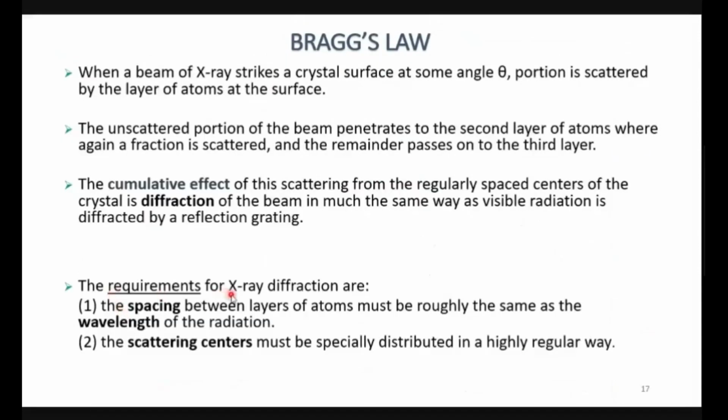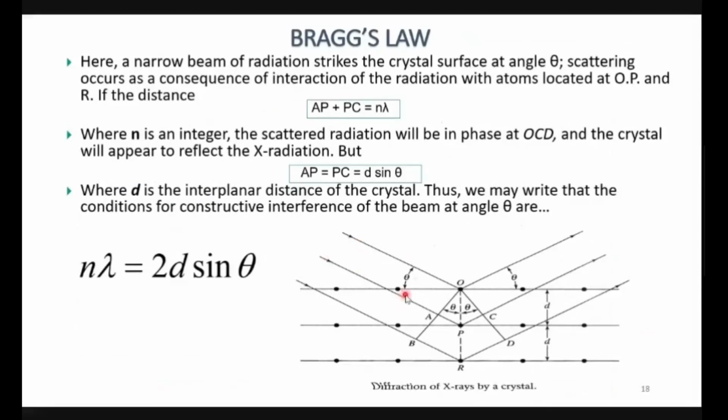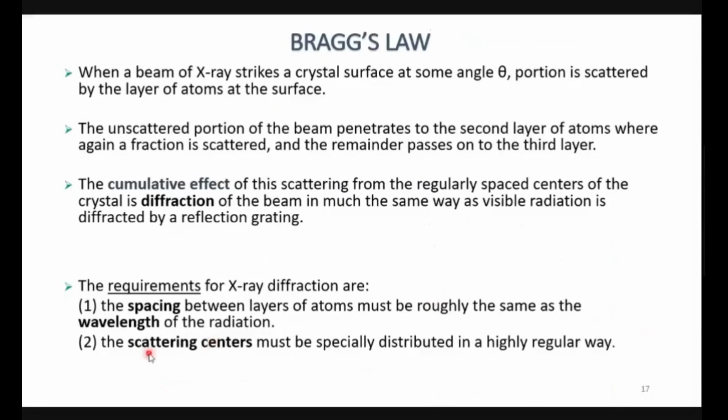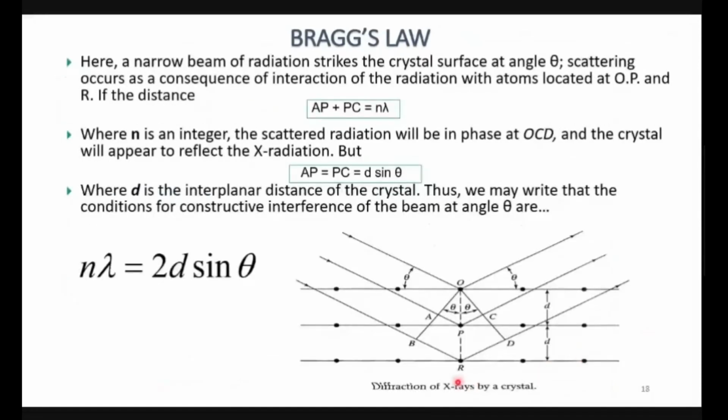So the requirements for X-ray diffraction are, first, the space between layers of atoms must be roughly the same as the wavelength of the radiation. It means whatever is the wavelength of these waves, the distance between the layers should be approximately equal to, I am not saying exactly equal to, approximately equal to those rays. Second, the scattering centers must be spatially distributed in a highly regular manner. That means it should be a crystalline structure.